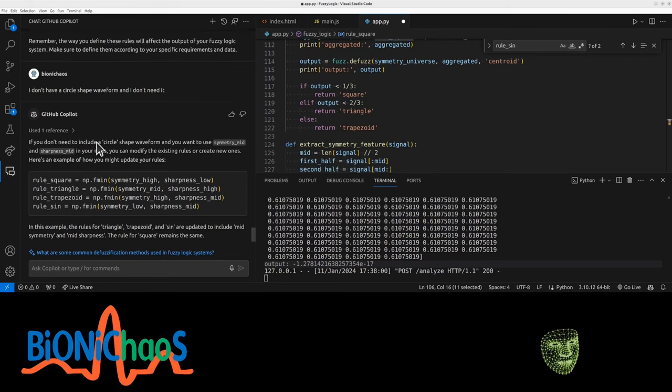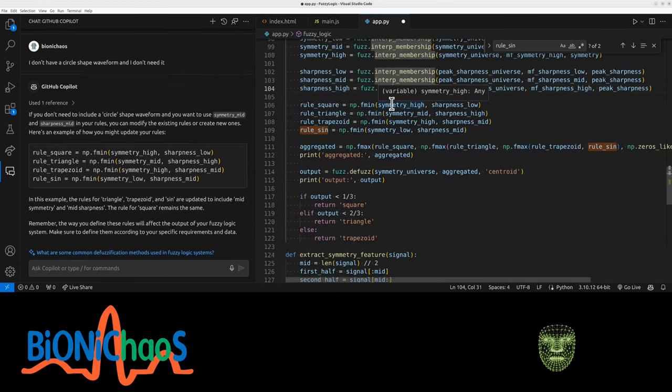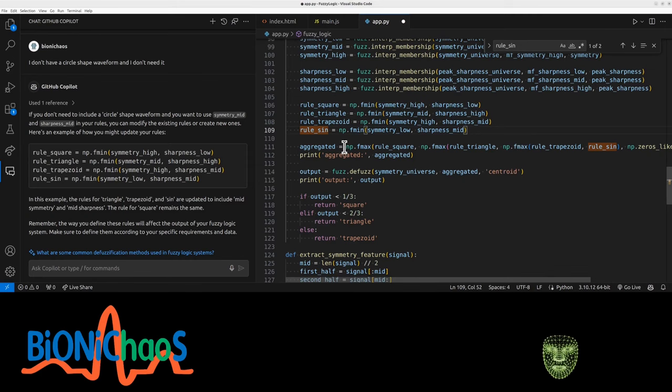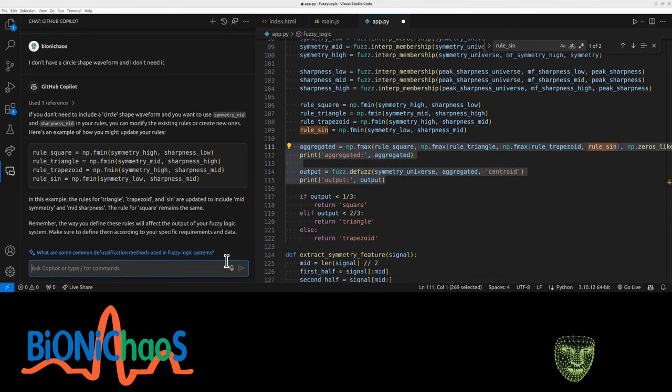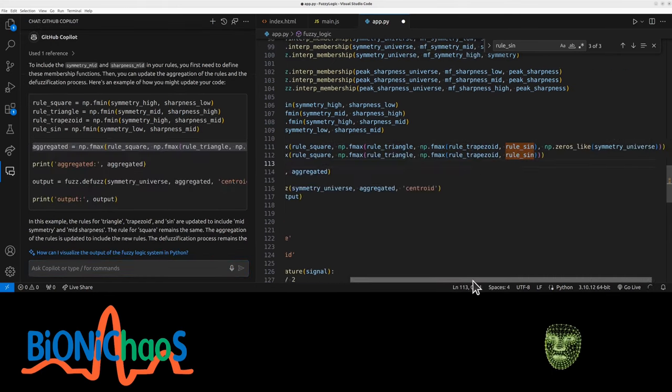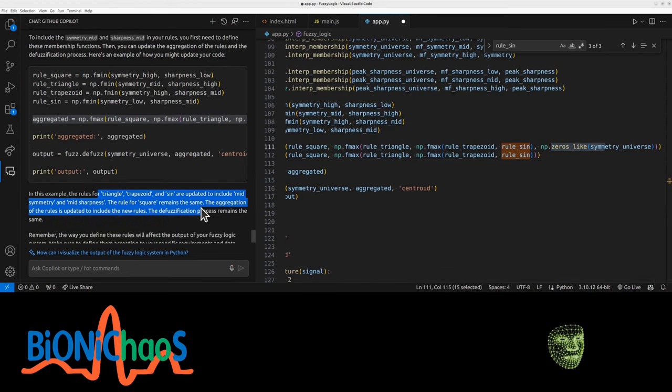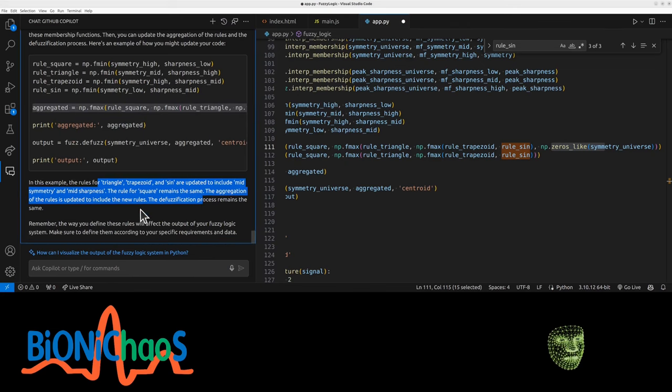No, we don't have the circle. We don't want the circle. So now we have three levels for each feature. Low, medium, high. I'm assuming this is correct. Do we need any more rules? No. Do we need to fix aggregated? We might. Do we need to update this? You're removing the zeros, and update your code to include mid symmetry and mid sharpness.